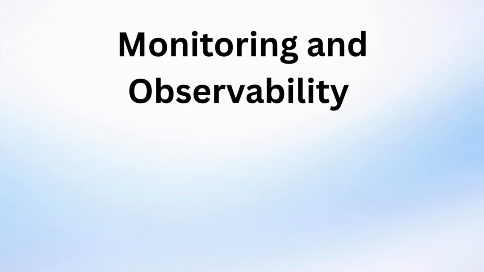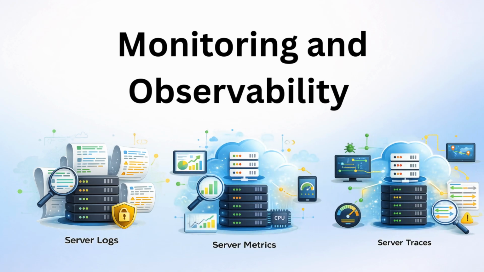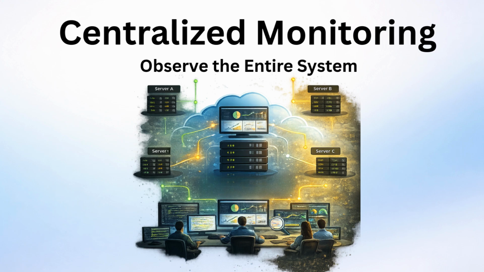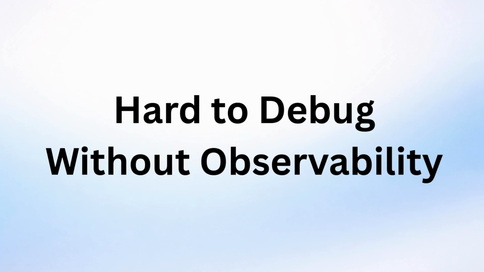As systems grow larger, monitoring and observability become essential. Logs, metrics, and traces must be collected from multiple machines. Centralized monitoring systems allow engineers to observe behavior across the entire infrastructure. Without proper observability, debugging distributed systems becomes extremely difficult.